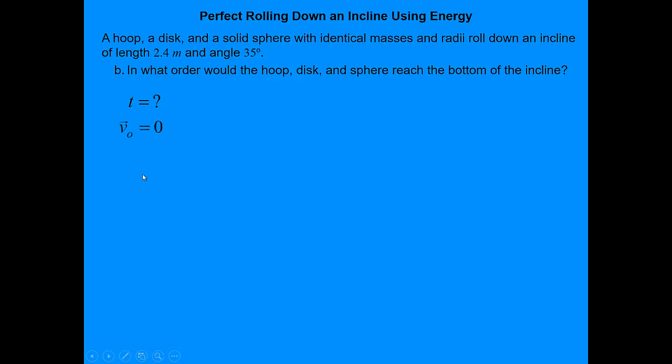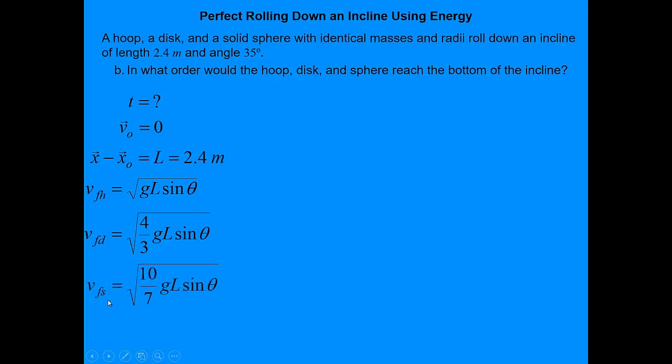We know the initial velocity is 0. We know the displacement is L, or 2.4 meters when we get to plug in numbers. And we know the final speed of the hoop at the bottom of the hill, the final speed of the disk at the bottom of the hill, and the final speed of the sphere at the bottom of the hill. Now this is a little different, right? It's been very rare that you've done a kinematic equation problem where one of the things given is the final speeds. But that's the way it worked out in this case. It's what we could calculate with energy. So we know the initial and final speeds, and we know the displacement, and we're looking for time.